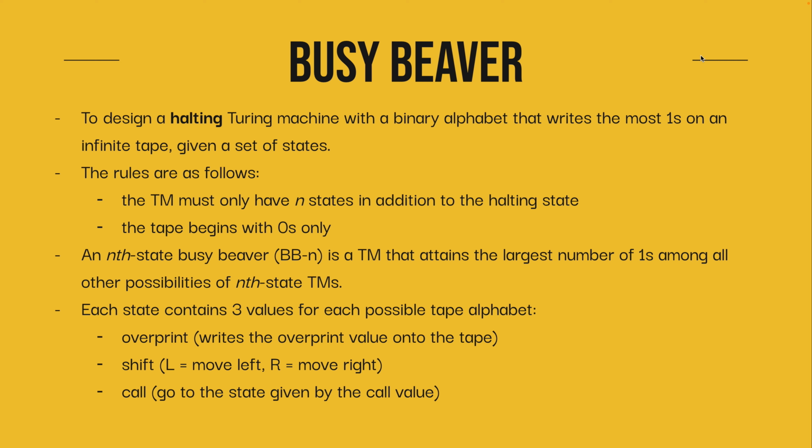And each state contains three possible values: the overprint, shift, and call. Overprint just tells you what value to write on the tape. Shift tells you to move left or right. And call moves you to the next state.